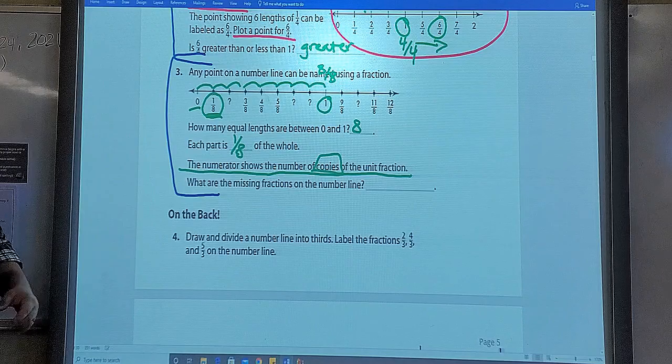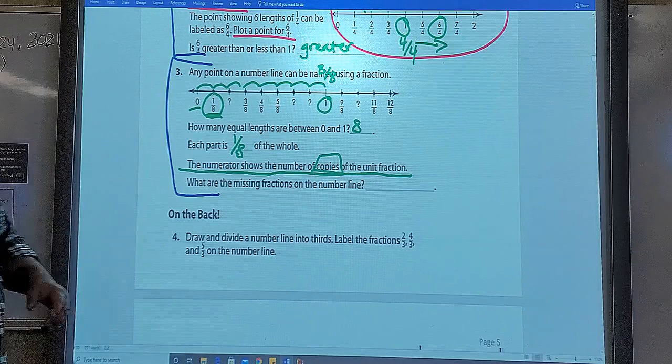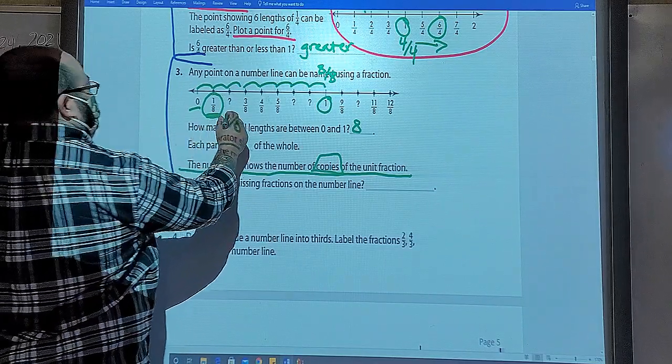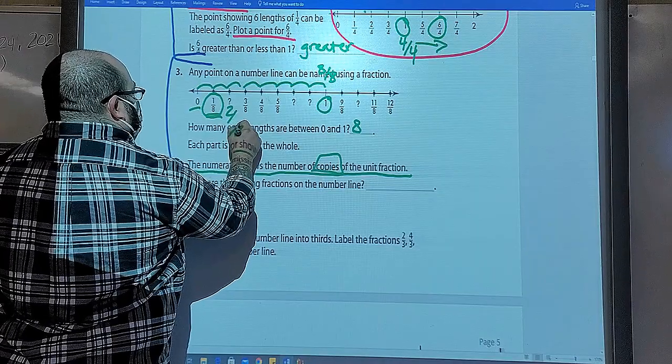What are the missing fractions on the number line? We have 3, 4 question marks. What are the missing fractions on the number line? Briggs. First one. 2 eighths. Yep, 2 eighths.